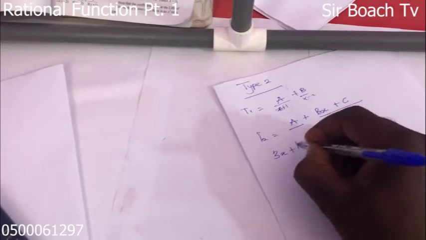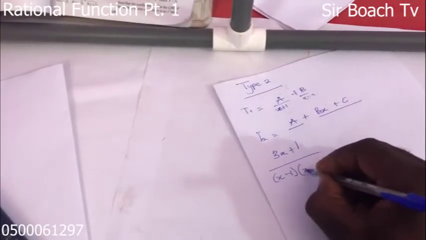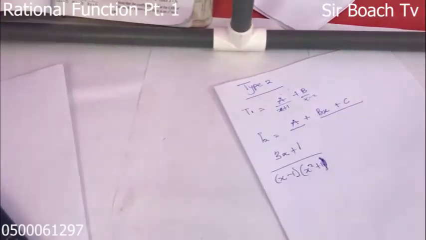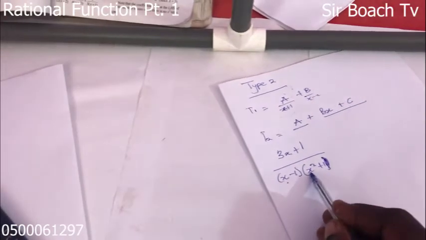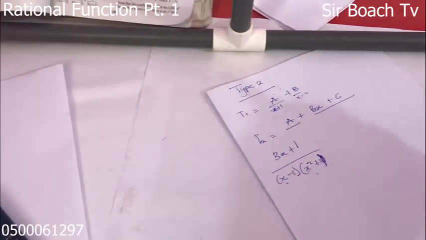Now let's take 3x plus 1 over x minus 1 and also x squared plus 1. Now with this one, we know that this is still a quadratic, right? This is a factor, but it's a quadratic because of the square we have over there. It's making it a quadratic.